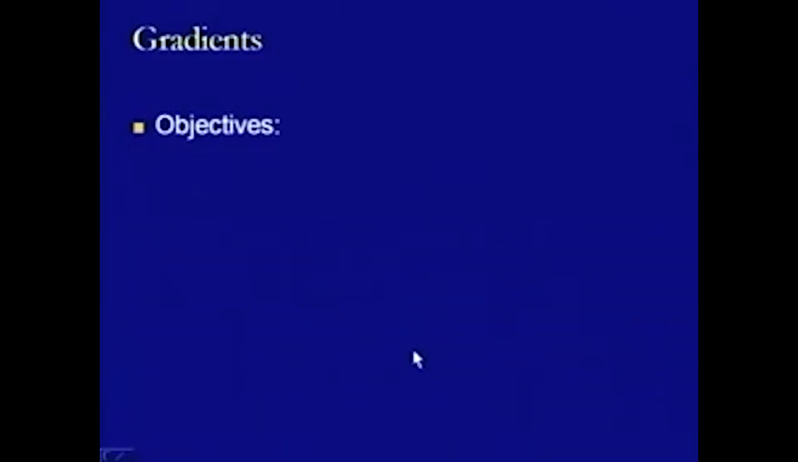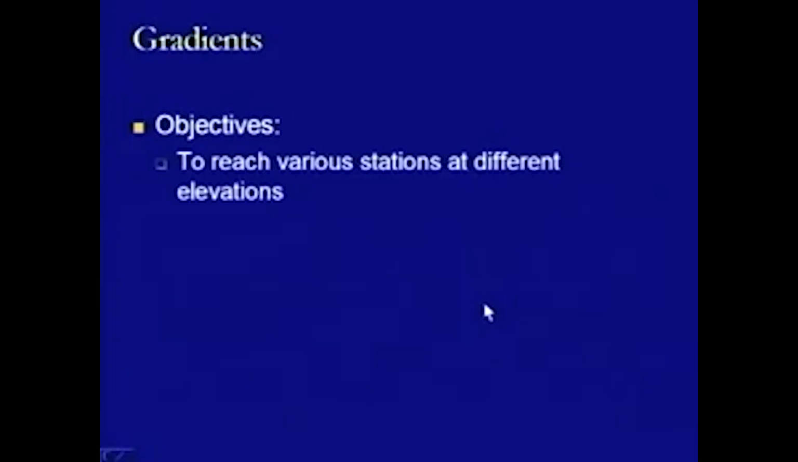Now, why are we providing the gradients? Let us look at some of the objectives of the provision of gradients. We are interested in reaching different locations which are at different elevations. This is one of the primary objectives, specifically in the case of hilly areas or mountainous regions, or where the cross slope of the country or the topographical conditions are such that the two points have a vast difference of elevation.